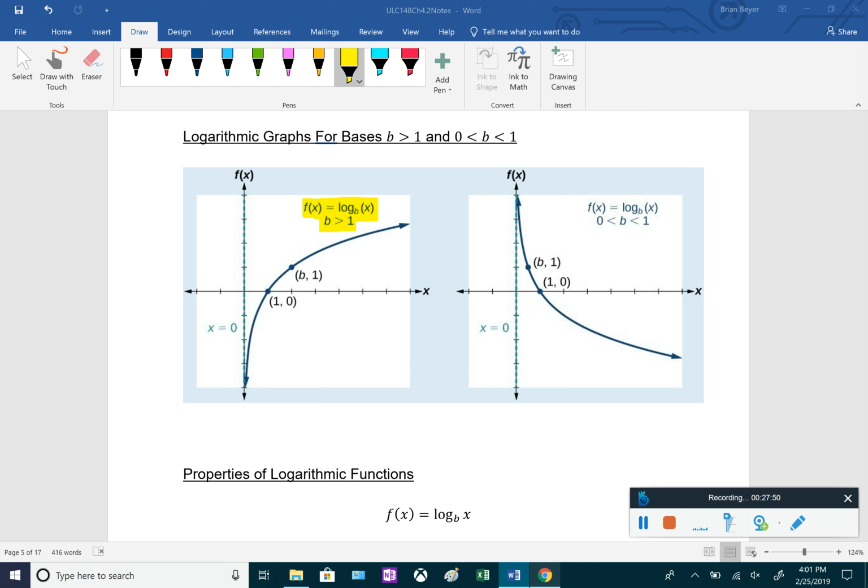Okay, for the next one, for the base being between 0 and 1, on the right, something like 1/2, it's going to be decreasing. Notice for both of these graphs, there's a vertical asymptote at x equals 0. This one is going to be a decreasing function. The point b comma 1 is still on the graph, and it still has an x-intercept of 1.